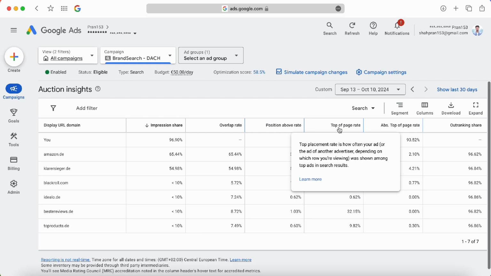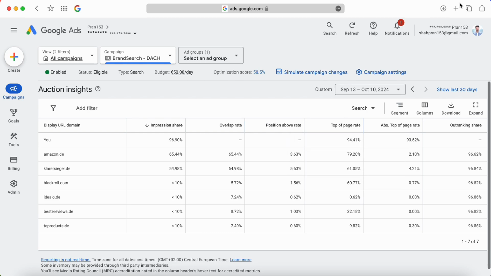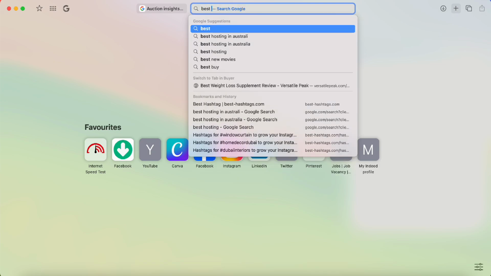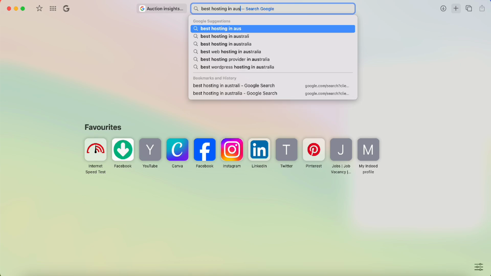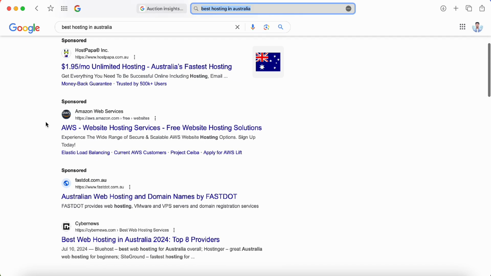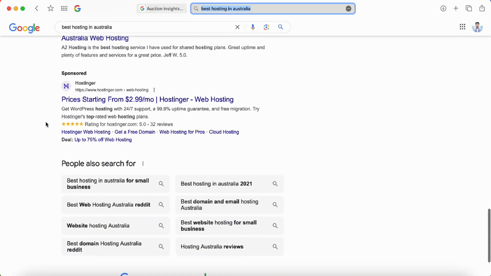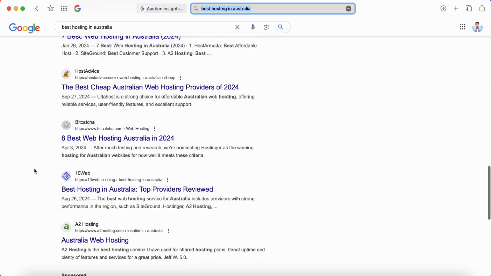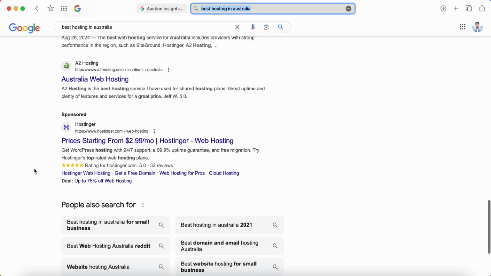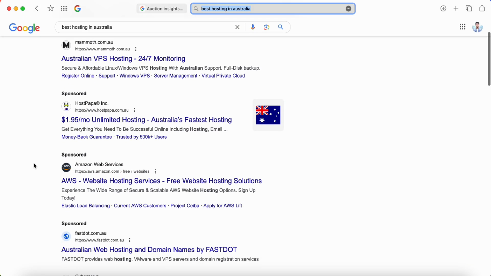Top of page rate means your ad is visible among the top 4 ads. Okay, if I search on Google for best hosting in Australia, then you can see 4 ads at the top position and 1 at the bottom position. If your ad is displayed 100 times, 10 of them at the bottom and 90 times at one of those 4 positions at the top, then your top of page rate is 90%.